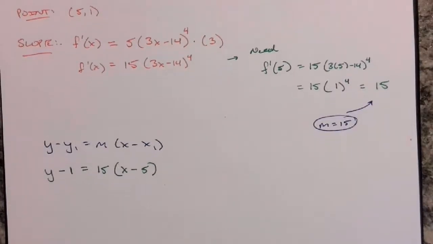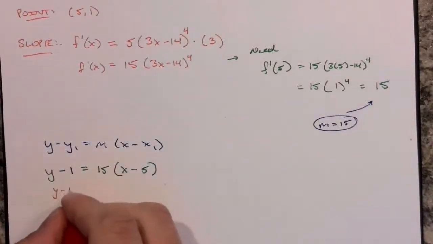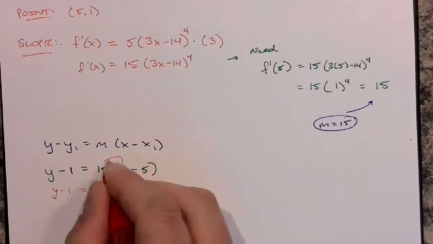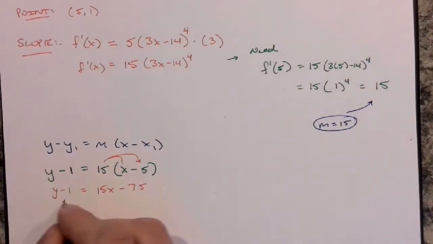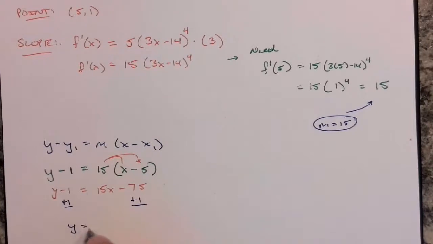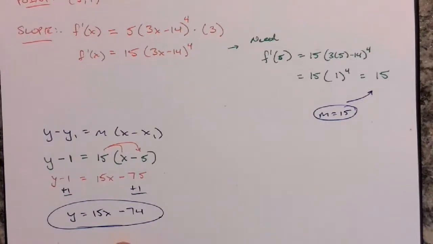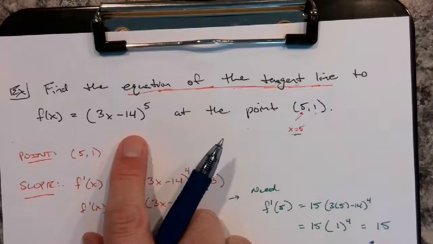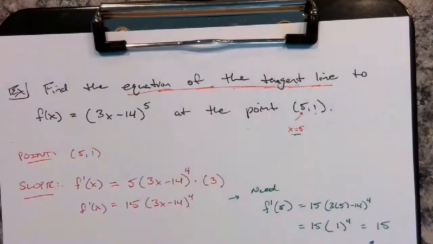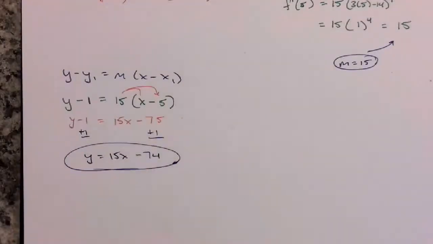And then we just distribute through and solve for y, so we have y minus 1 equals 15 times x is 15x. 15 times a negative 5 would be minus 75. And then we'll add 1 to both sides. And we end up with y equals 15x minus 74. So this is the equation of the tangent line to this graph of f of x equals (3x minus 14) raised to the 5th power at the point (5, 1). When x equals 5, this would be the equation of the line that touches the graph just at that one point there.